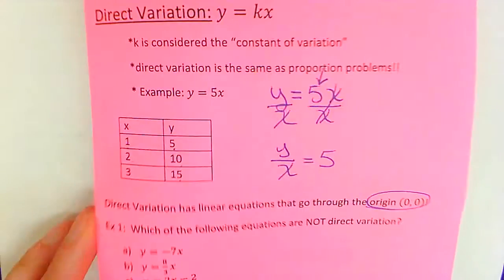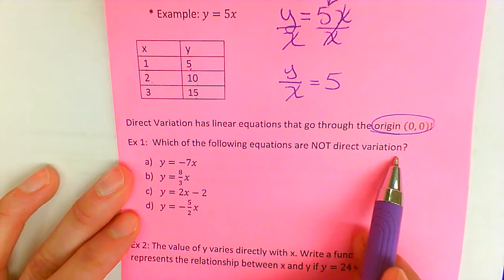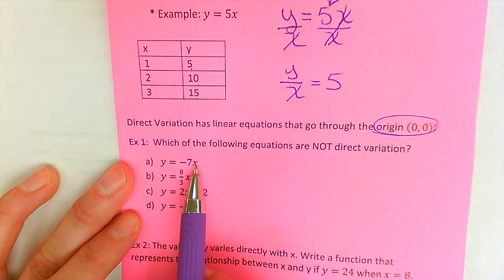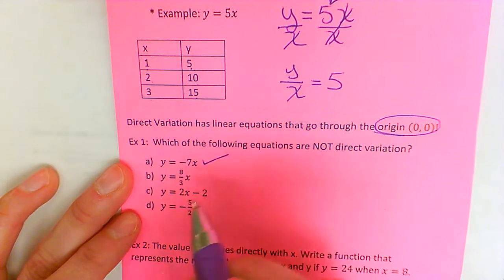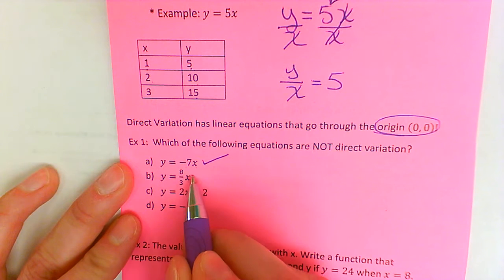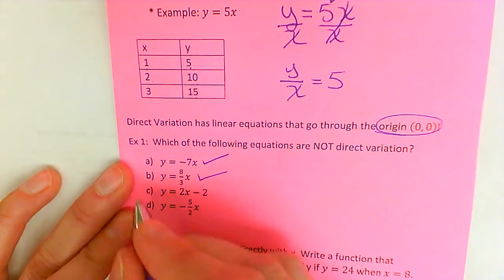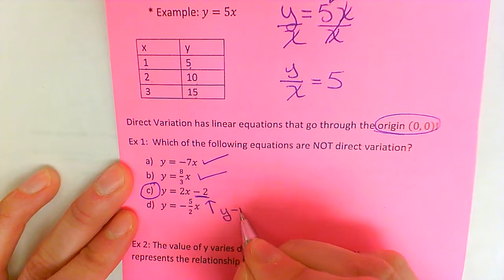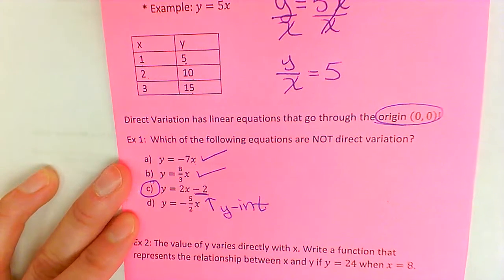So if you look at example 1, this one asks which of the following equations are not direct variation. Well, I'm looking right here, y = -7x. My k value would be -7. There's no number being added or subtracted, so that one's okay. Same thing with answer choice B. There's no y-intercept right here, so it would start at the origin. That one's okay. But answer choice C would start at -2 on the y-axis. That's the y-intercept, so it is not a direct variation.